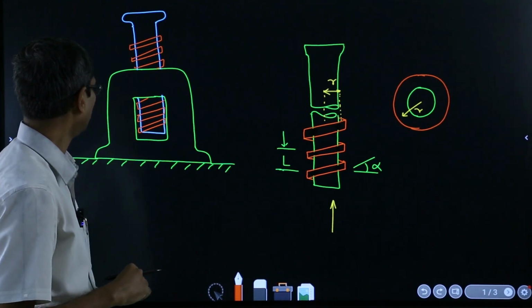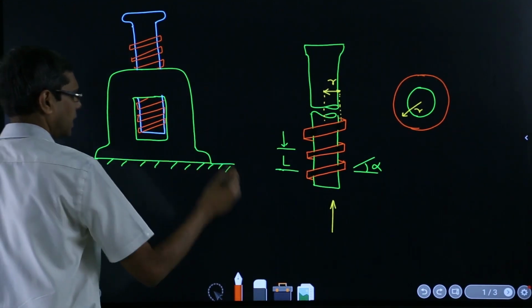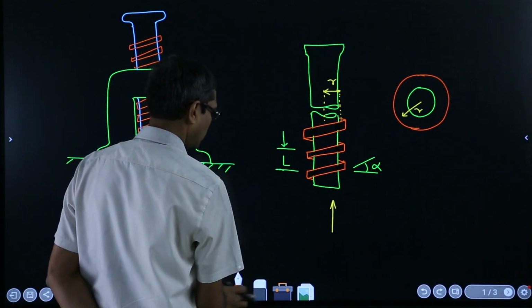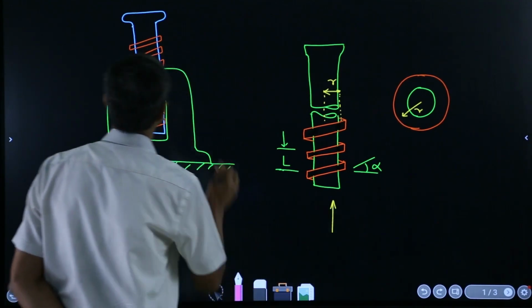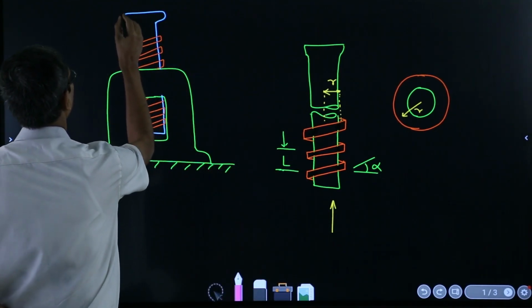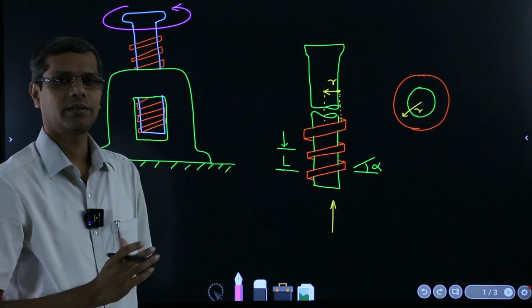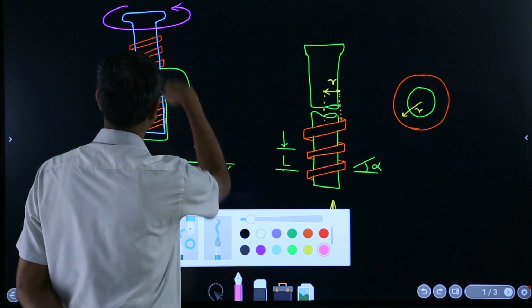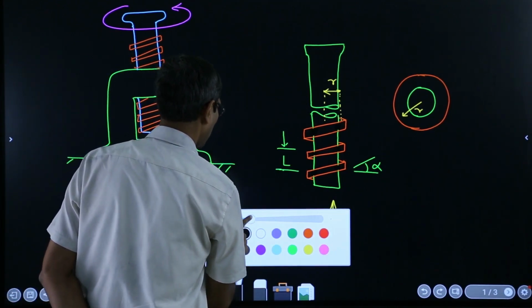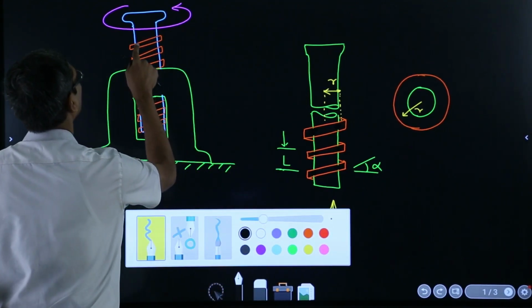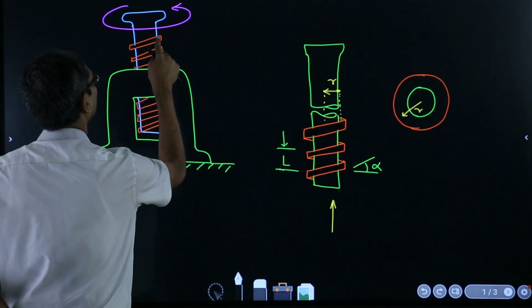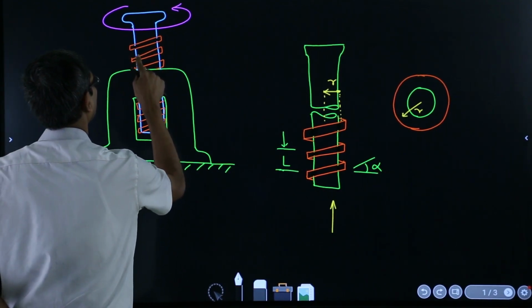So the point is, if we try to turn this one like that, then the whole thing will start, this screw thread will move up. Let me, something like that, if I erase, maybe it will be clearer.